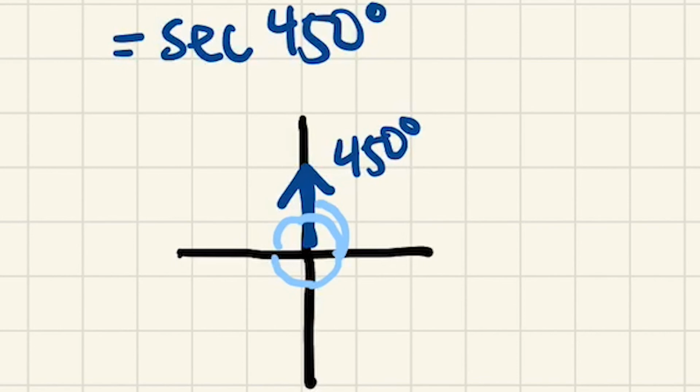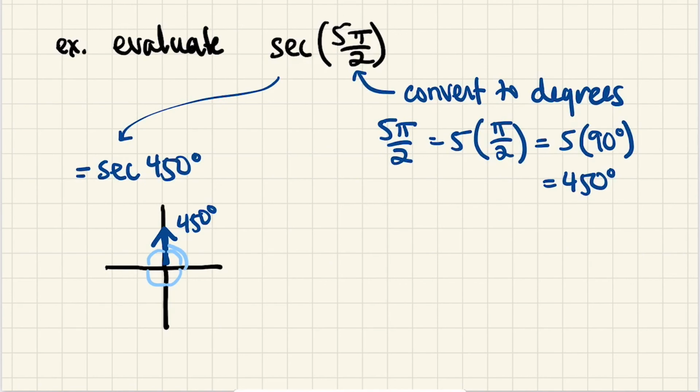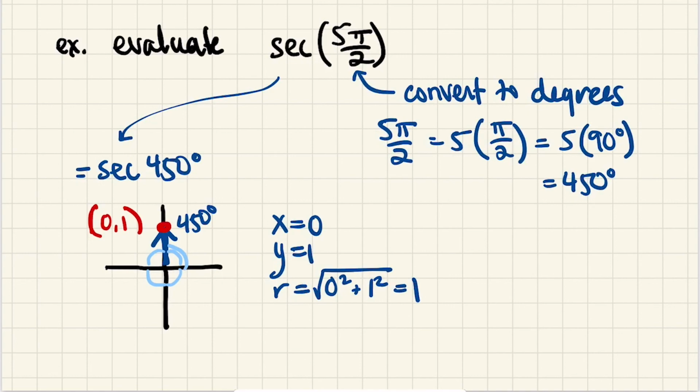There we are. But notice that with the radians, it's even easier to count, because if you know that pi over 2 is 90 degrees, we have pi over 2, 2 pi over 2, 3 pi over 2, 4 pi over 2, and 5 pi over 2. So you just kind of count 5 of those, and you've got where you land, which is right here. So let's pick a point on there. Call it 0, 1. So we have x is equal to 0, y is equal to 1, and we would calculate r, which will of course just be 1.